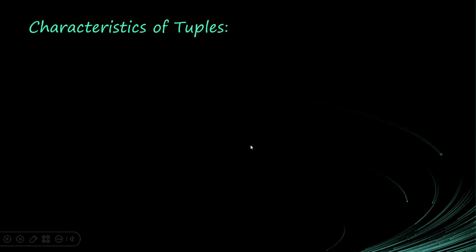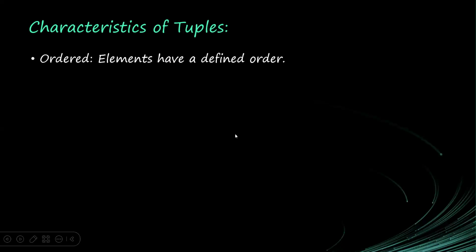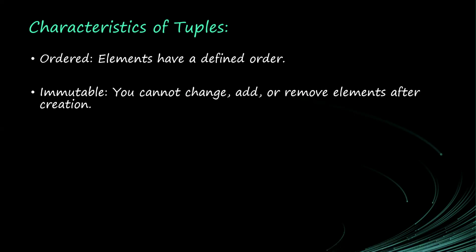So what are the characteristics of a tuple? They are ordered. They have a defined order. The order in which elements are added is the order they take. Once you have created it, you cannot change the elements. You cannot add or remove elements after creation.